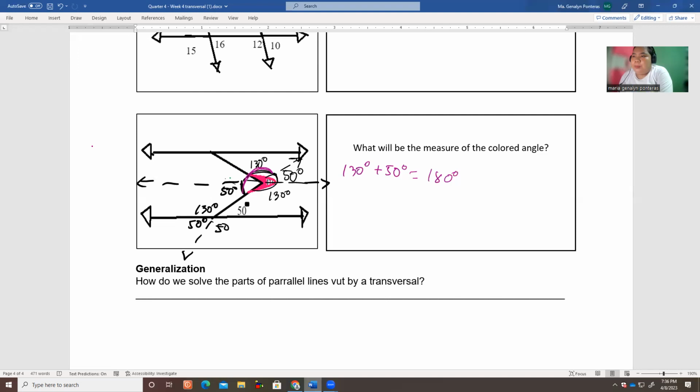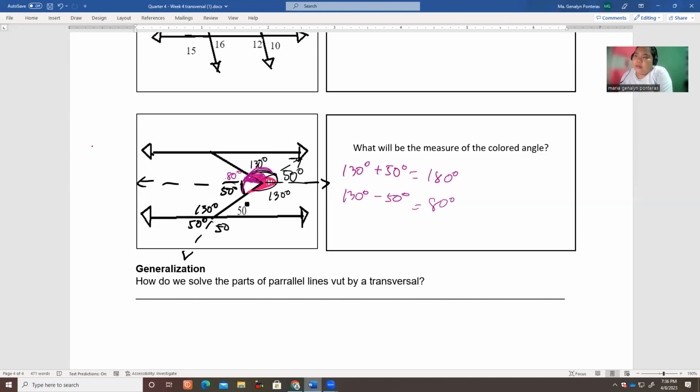However, we only need this pink portion, and we have another portion here, a small portion. So what would be the value of that small portion? The only thing I can do is subtract 130 minus 50. So 130 minus 50, that would be 80.